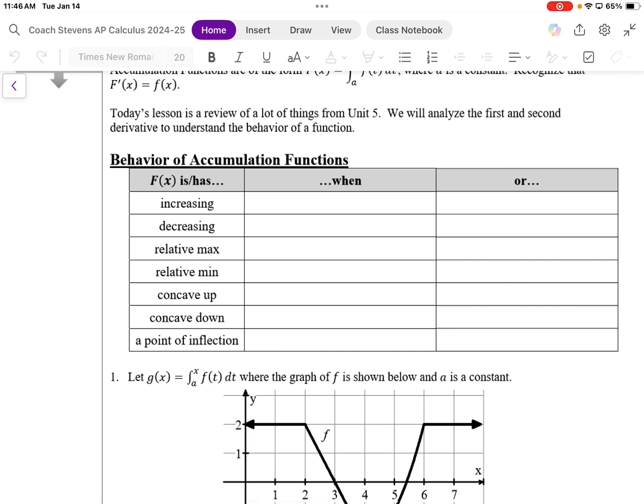So capital F of x, the antiderivative, is increasing. Well, when is that occurring? Capital F of x is increasing when F prime of x is greater than 0, so when it's positive. So when the derivative of capital F of x is positive, we know that capital F of x is increasing. When is it decreasing? Well, that's when capital F prime of x is less than 0, so when it's a negative amount.